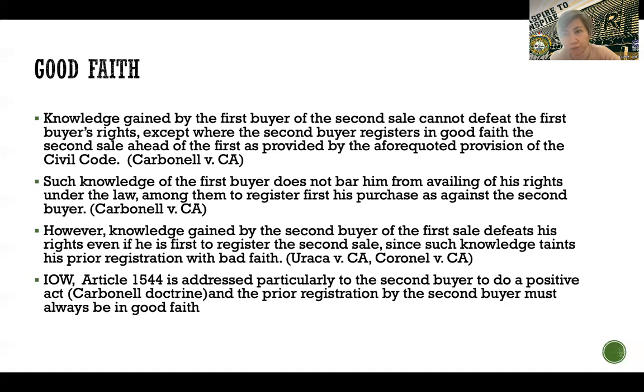So for example, the first buyer learned that there was a second sale, but he had not yet registered. When he registered, he was first, with knowledge that there was a second sale. So the first buyer here was able to register the first sale ahead of the second sale, is given preference and is entitled to the property.